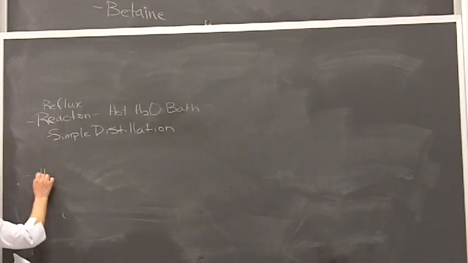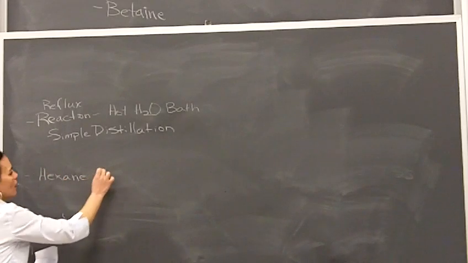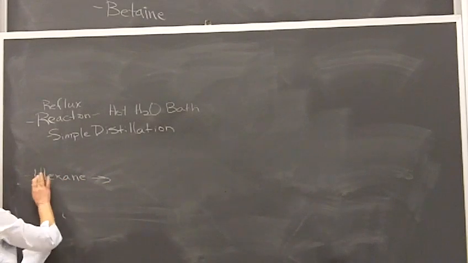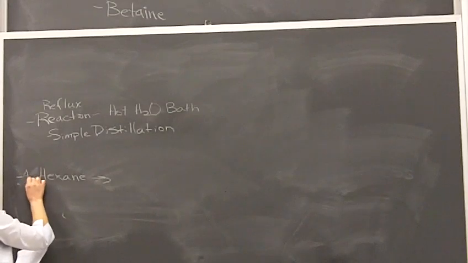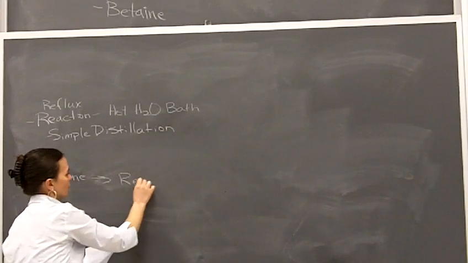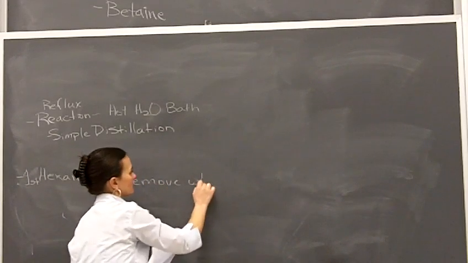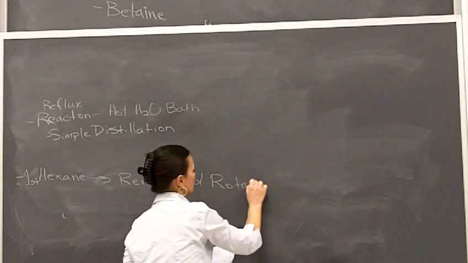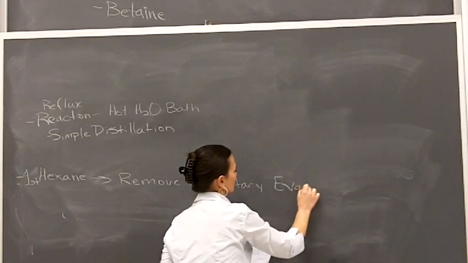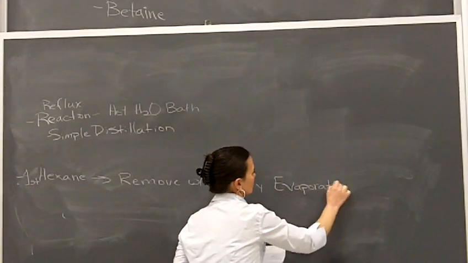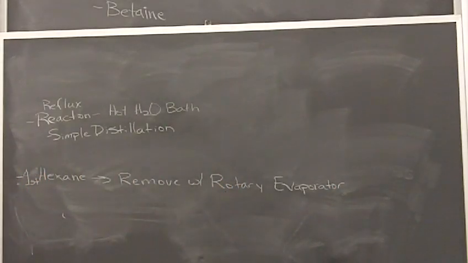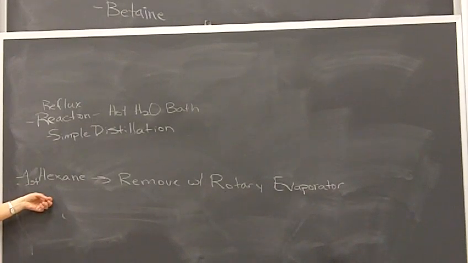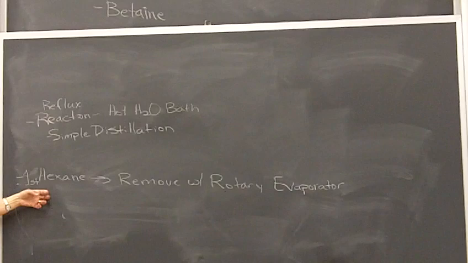But the first hexane we're then going to remove with a rotary evaporator. Then you're going to add more hexane. This was to help remove that residual methanol that just is stuck that you can't remove with a simple distillation. All right? So this is to help get rid of the rest of the methanol.